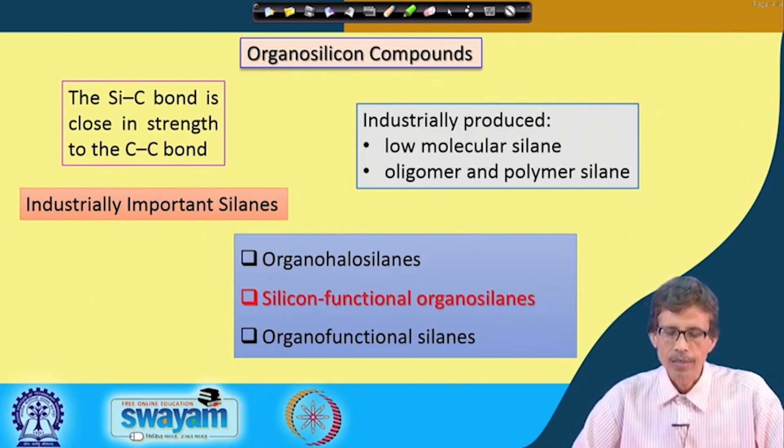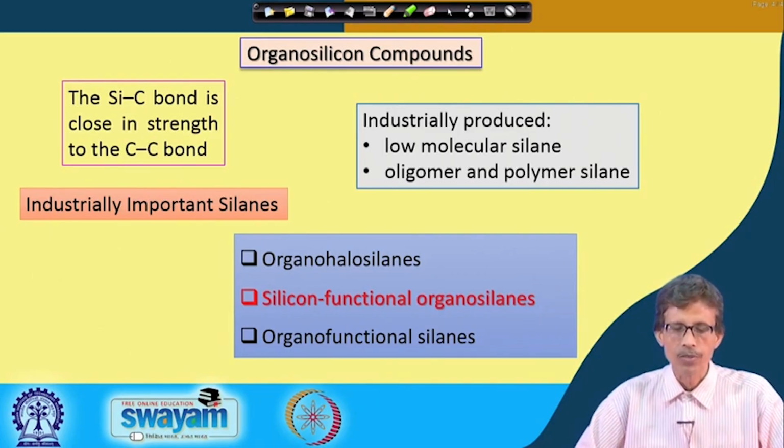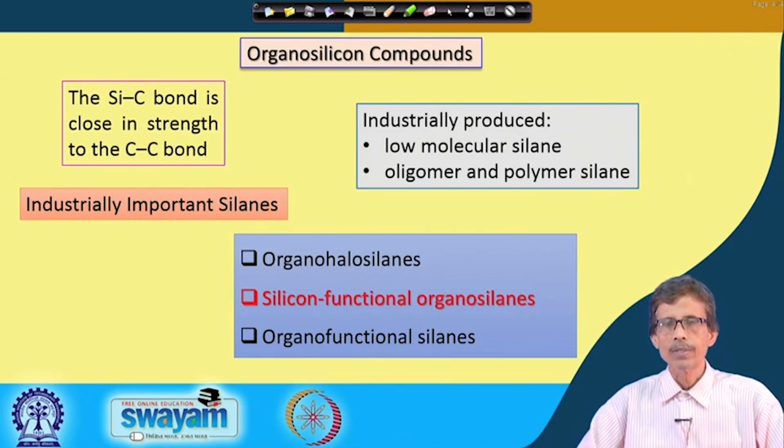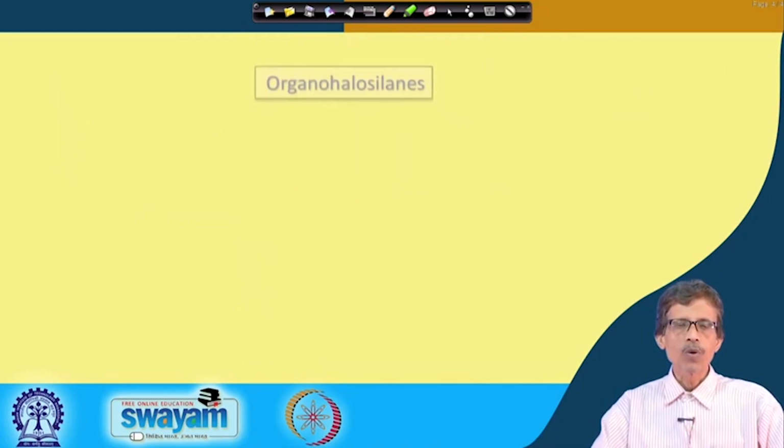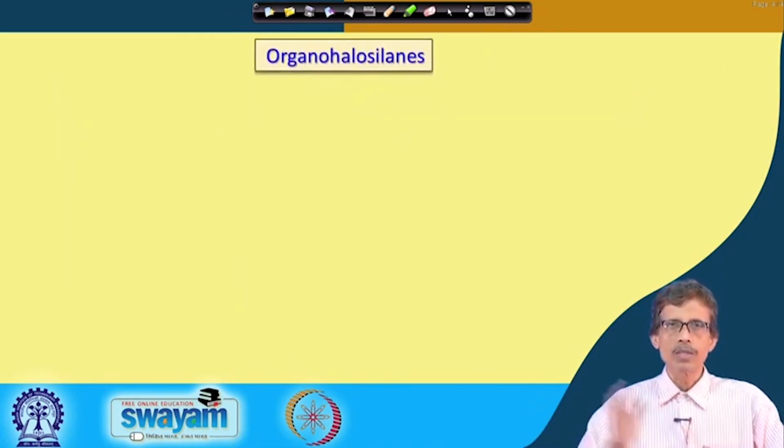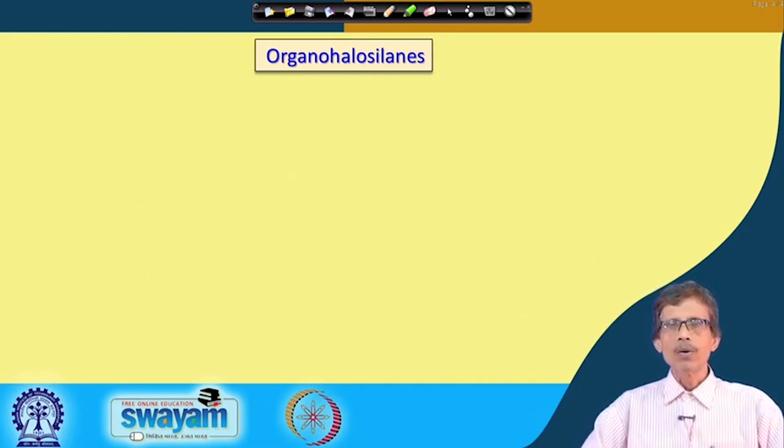Then we can have silicon-functionalized organosilanes, because we consider the silicon center as the corresponding functional group. Then we can have other organofunctional silanes. So, these three categories are industrially very important, and we must focus our attention on the preparation of these compounds in industry. The first one is the organohalosilanes.